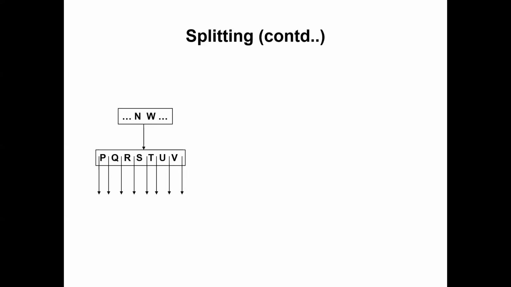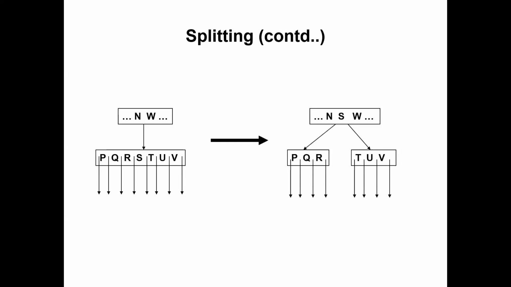So this is an example of a splitting. Let's suppose you have a node that contains P to V values, and a parent node of this node that has N and W values. Let's suppose this node is filled and we want to insert a new key in this node. Firstly, we split this node into two parts. So these two parts would be PQR and TUV, and the middle value S will move to the parent node.